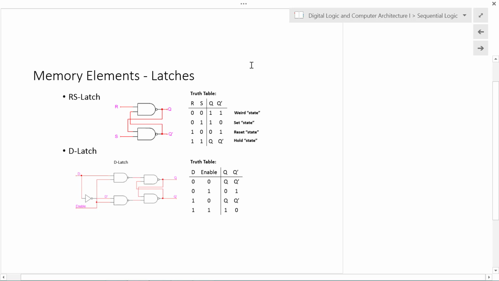How do we create memory elements? Well, let's look at latches. The RS latch, also called an SR latch, is created by connecting two inverters in a feedback stage, or two NAND gates or two NOR gates in a feedback topology like so. We can simplify this further if we think of two inverters feeding back on each other. Let's just do this. Two inverters.